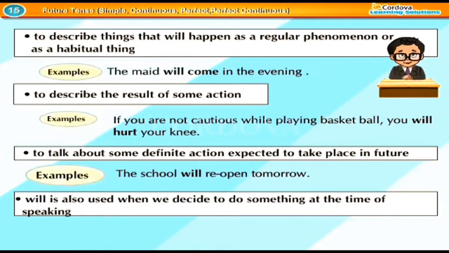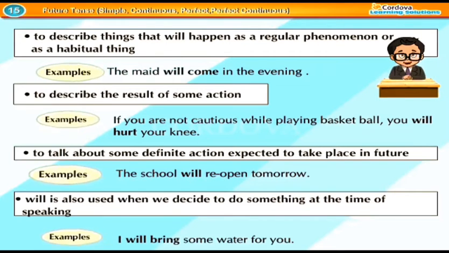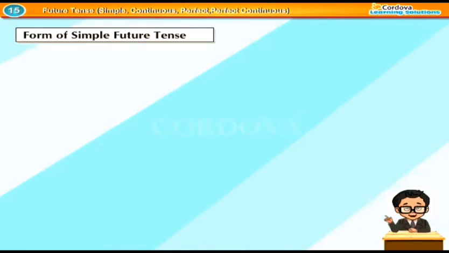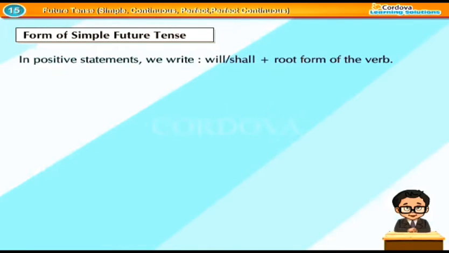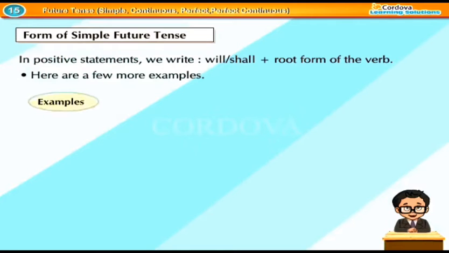Will is also used when we decide to do something at the time of speaking. Example. I will bring some water for you. Form of simple future tense. In positive statements, we write will, shall, plus root form of the verb. Here are a few more examples.